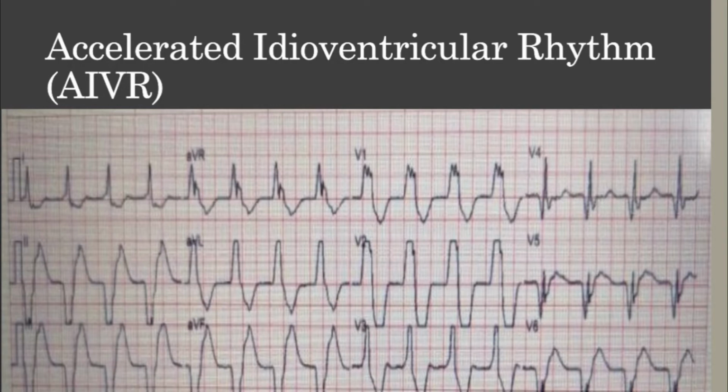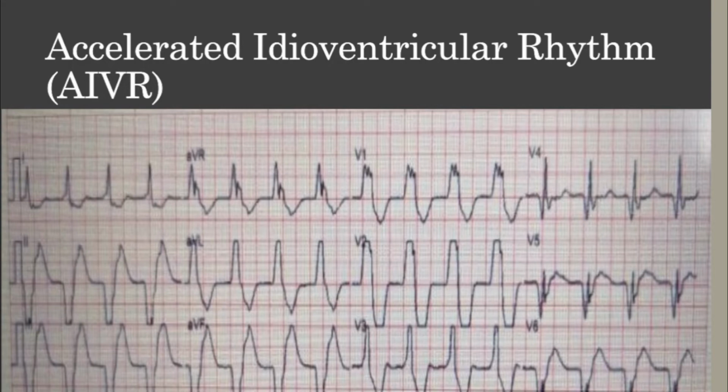We believe this is a case of AIVR, or accelerated idioventricular rhythm, secondary to spontaneous coronary artery reperfusion in the setting of an acute MI. AIVR secondary to successful reperfusion, such as spontaneous or thrombolytics, of an occluded coronary artery vessel in an acute MI isn't often seen in the pre-hospital setting.